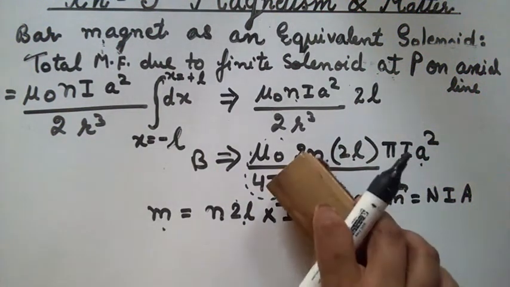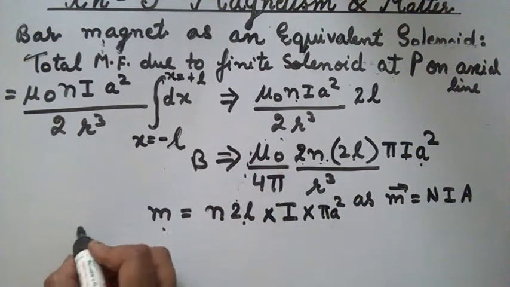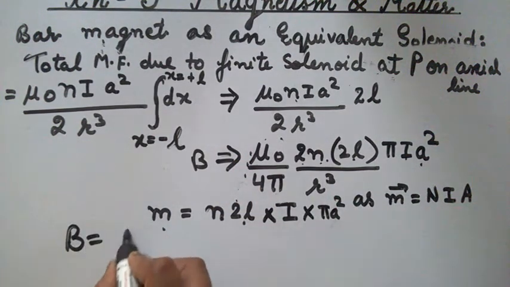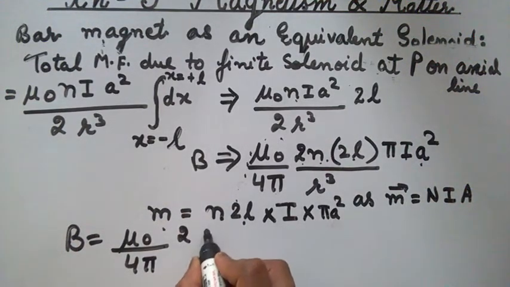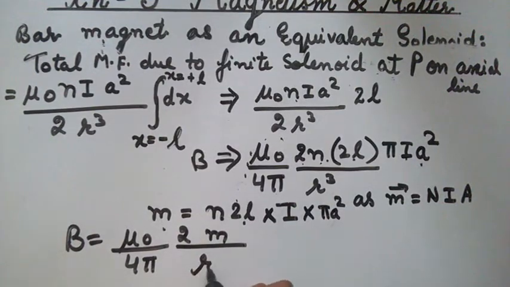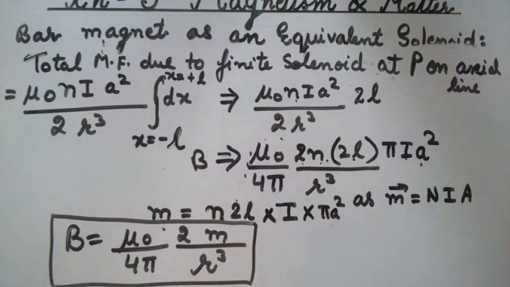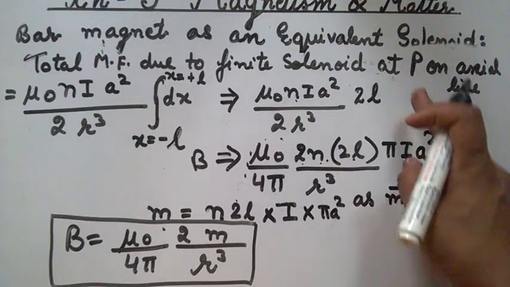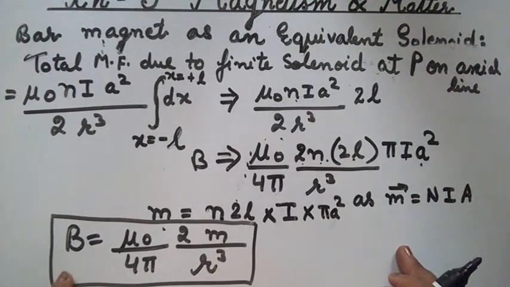On substituting the value of magnetic dipole moment, B is given as mu naught by 4 pi into 2 m by r cube. This is the value of magnetic field at point P on an axial line due to solenoid. And we can see that it is similar to the value of magnetic field due to a bar magnet.